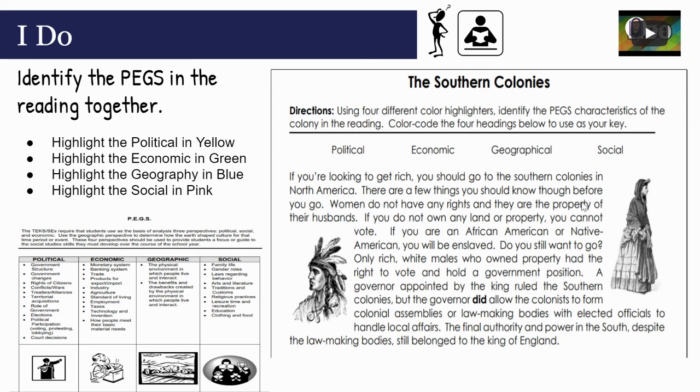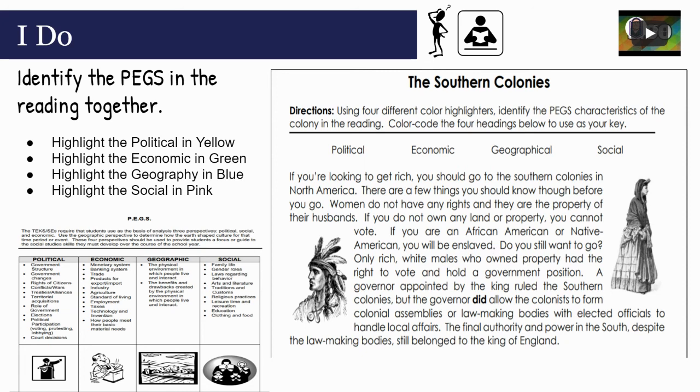It's a class system, right? If you do not own any land or property, you cannot vote. So, since this is specifically giving a qualification to our participation in government, what would it be? Political. Okay. If you are an African American or a Native American, you will be enslaved. So, is that political, economical, geographical, or social?